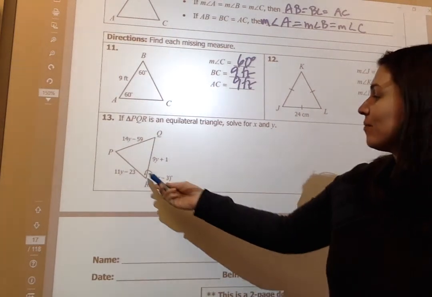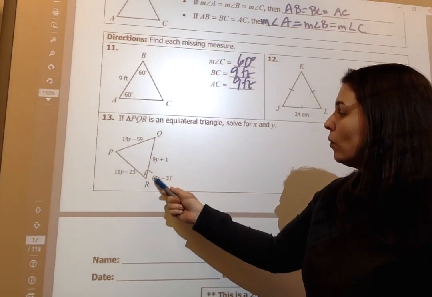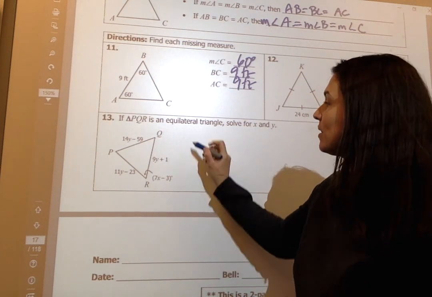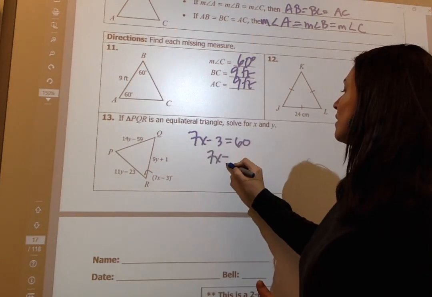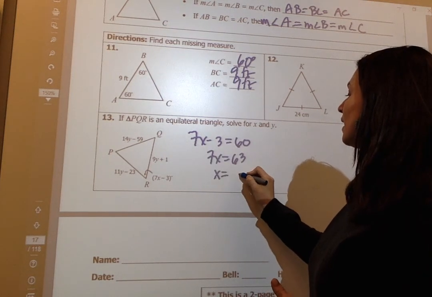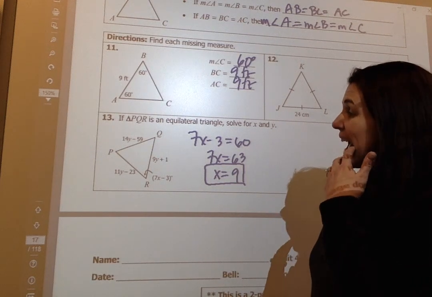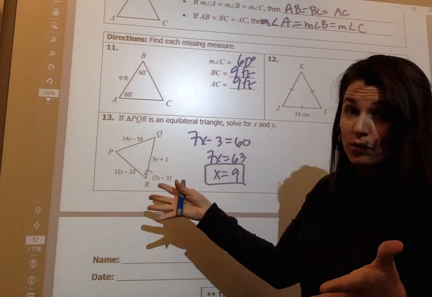So if you look at 7x, if I have to solve for x and y, you know one angle is 7x minus 3. I know this equals 60, so 7x minus 3 equals 60. So 7x equals 63, x then equals 9. So I'm solving for 9 there. The sides are all the same. So I can set any of these guys equal to each other.